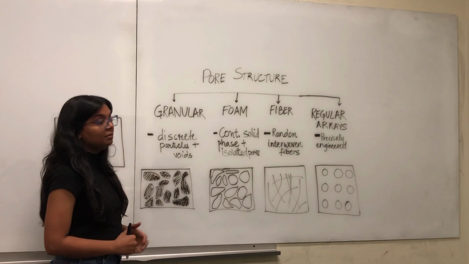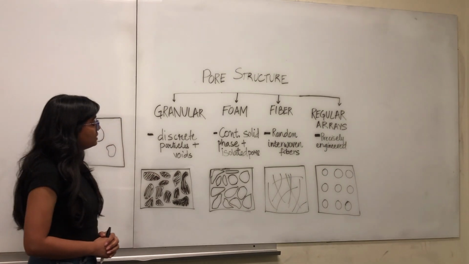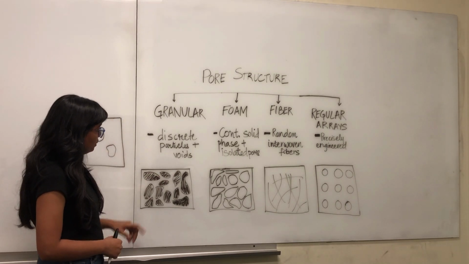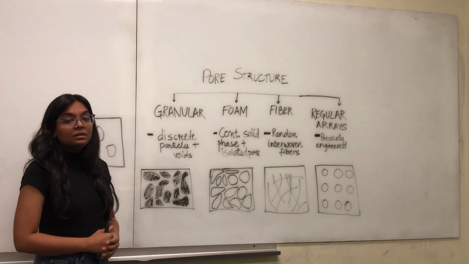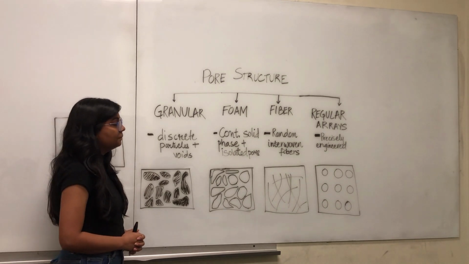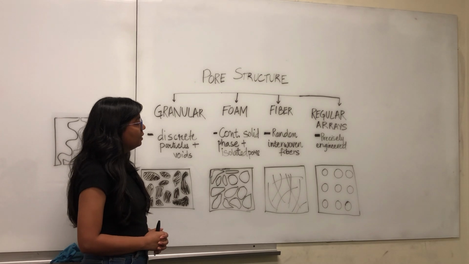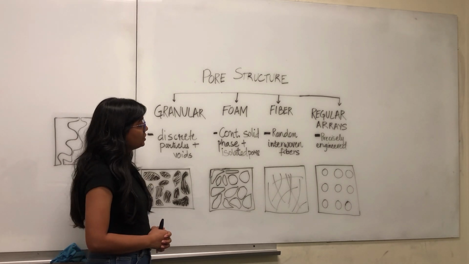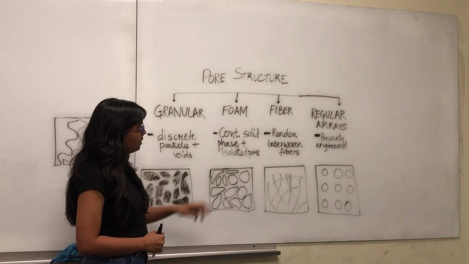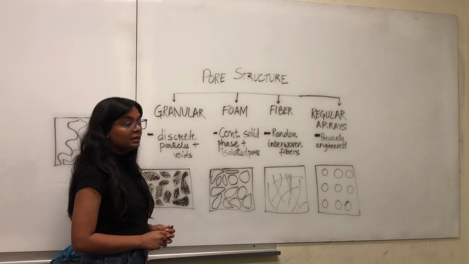The first one being granular. They have discrete particles and voids and they look like this. Their examples include soil and sand. The second one is foam, which contains continuous solid phase and can have isolated or interconnected pores.